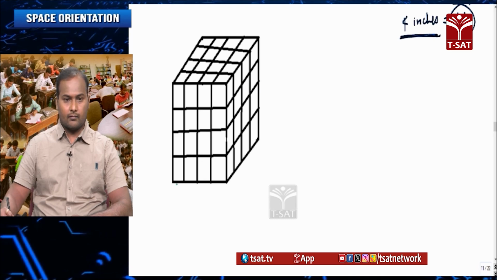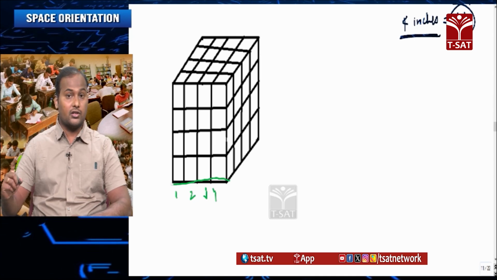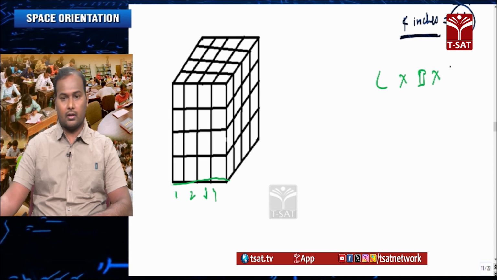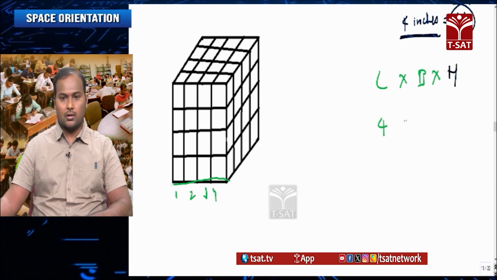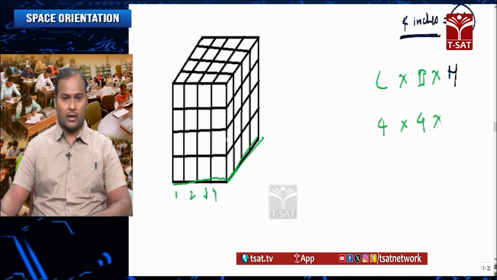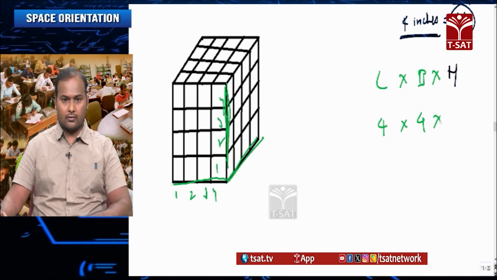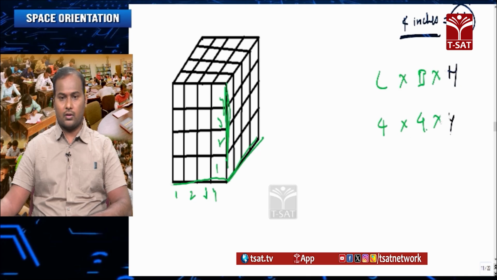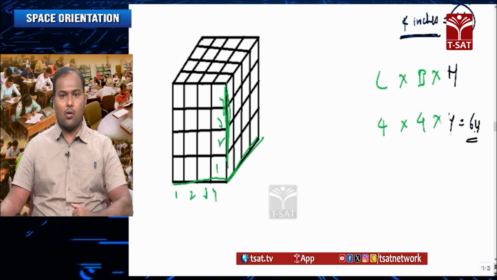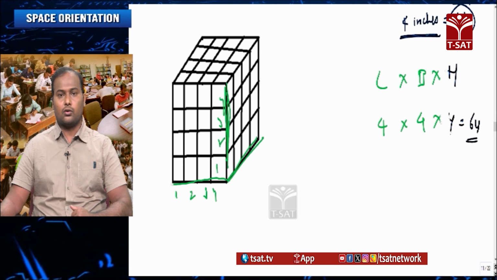So we know that it has length. Here length is how many? 1, 2, 3, 4, because 4 centimeter each into 1 centimeter. So length, breadth and height. Length is 4, breadth is also 4. And what about height? Height is also 1, 2, 3, 4. So it is also 4. So 4 into 4 into 4, that is 64. So if the examiner asks how many small cubes are possible, it means a cube of 4 centimeter is taken and cut into 1 centimeter size.